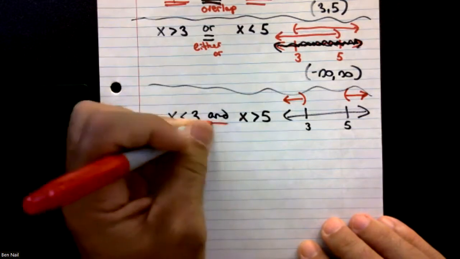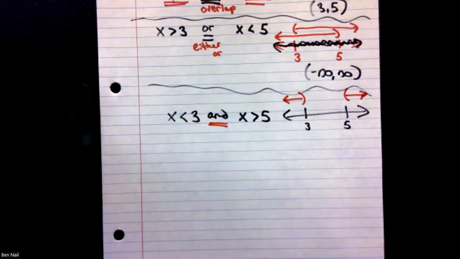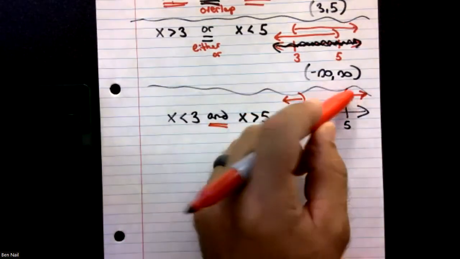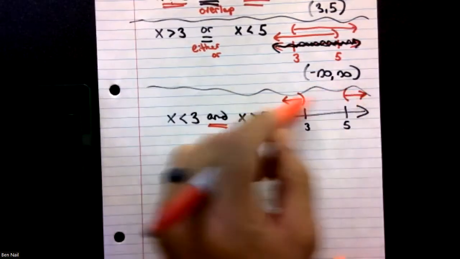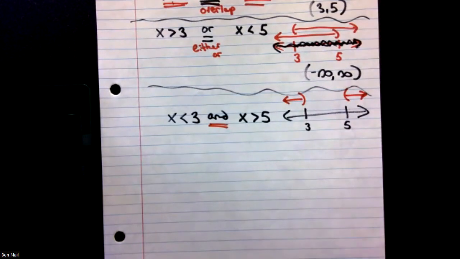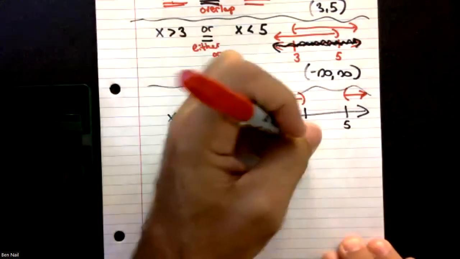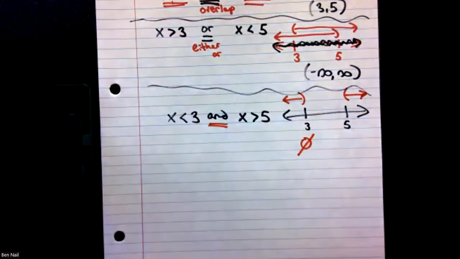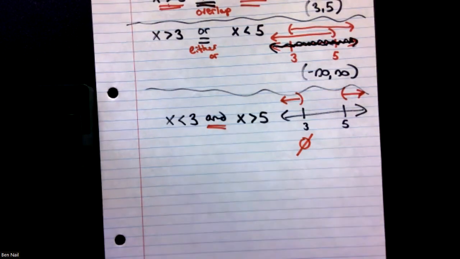And again, specifically that "and" is looking for overlap. Are there any numbers that are both smaller than 3 and bigger than 5? No. Okay, numbers smaller than 3 are over here, bigger than 5 over here. These two lines don't intersect. They don't overlap anywhere. There are no numbers that work. So again, this is a no solution situation. Nothing gets shaded. Okay, again, for an "and" problem to work, it has to satisfy both at the same time. This doesn't work.